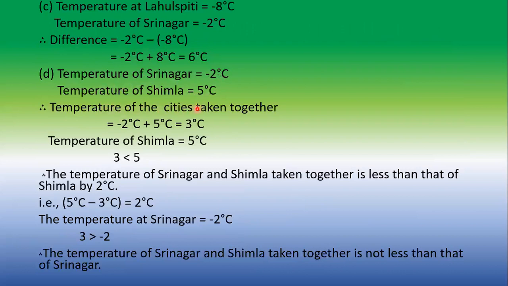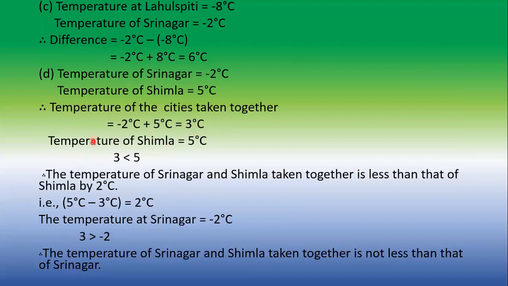And if we take the temperature of the two cities together, we will add the two integers, minus 2 plus 5. One integer is positive, one is negative. That is, we will find the difference. 2 and 5 difference is 3. Greater integer is 5. So sign is positive. If we add the temperature of Srinagar and Shimla, we will get the answer 3 degrees Celsius. The temperature taken together is 3 degrees Celsius.